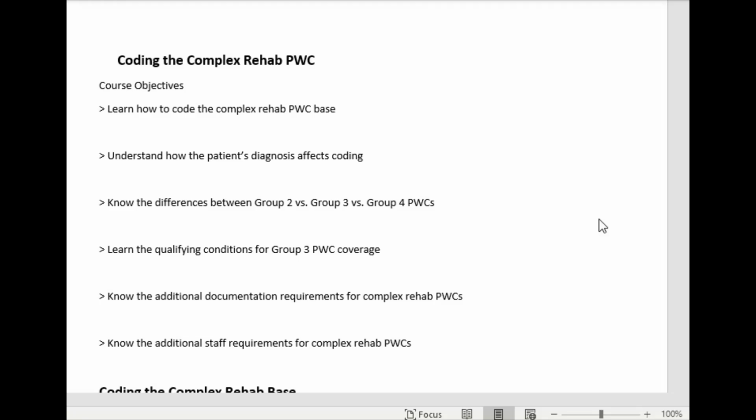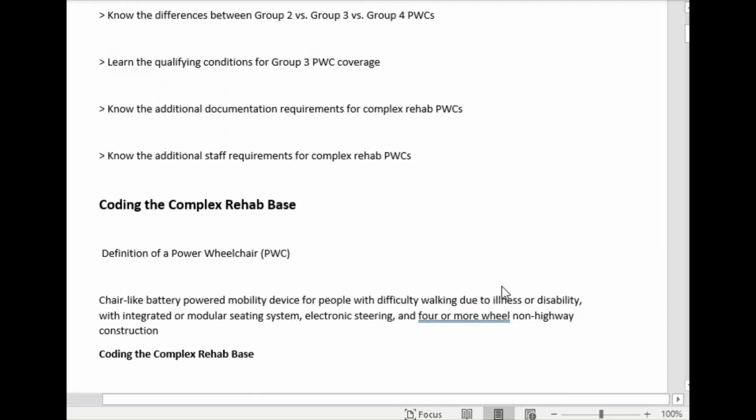Learn the qualifying conditions for the Group 3 power wheelchair coverage. Know the additional documentation requirements for complex rehab power wheelchairs. Some of this we've already touched on previously: motorized wheelchairs require the letter of medical necessity. And if it's not a complex rehab wheelchair, it does not require a letter of medical necessity, just a face-to-face. Know the additional staff requirements for complex rehab power wheelchairs. That is also something we touched on. Most of our course is going to be referring to items that fall into these categories because we are a custom wheelchair provider working with assistive technology professionals who are providing complex rehab.